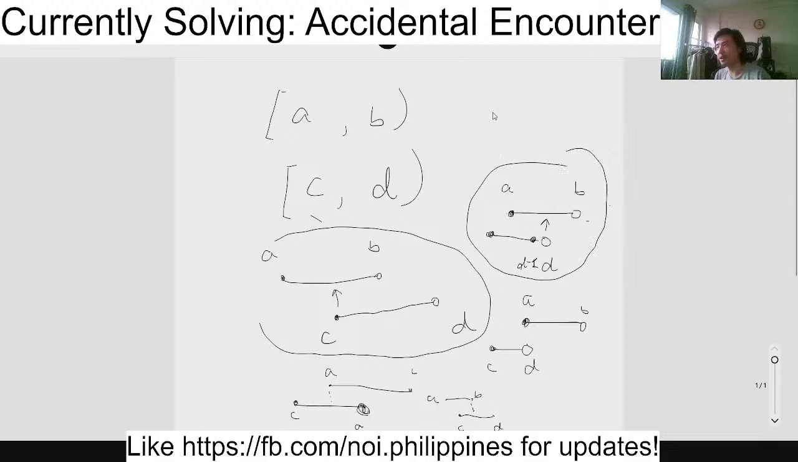Because if you have a test case that looks like this, then C is not going to be between A and B. D is also not between A and B, but they overlap. So you can't just check one side. So you have to think hard about this, but there's a cleaner way to do it. What's the cleaner way?